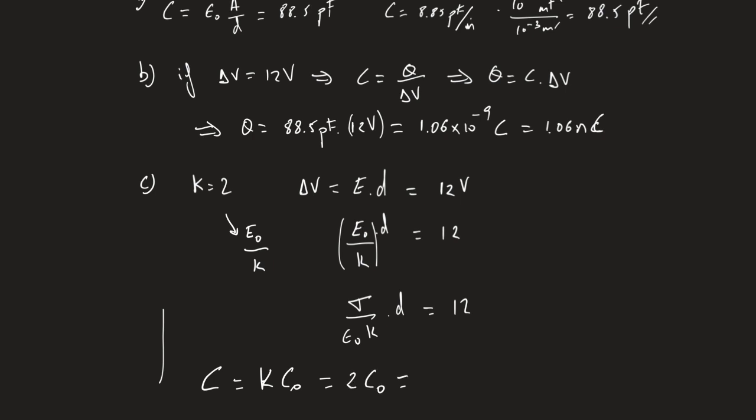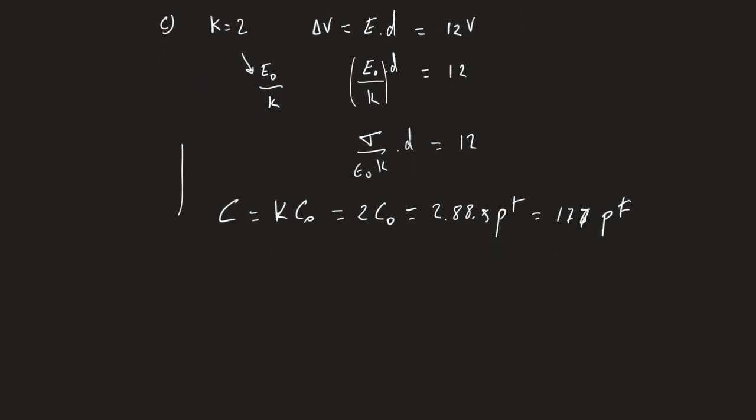The old capacitance was C0, 88.5 picofarad. So the new capacitance will be 177 picofarad. This is the new capacitance. And why is that? Let me remember. Why is the new capacitance multiplied by K?